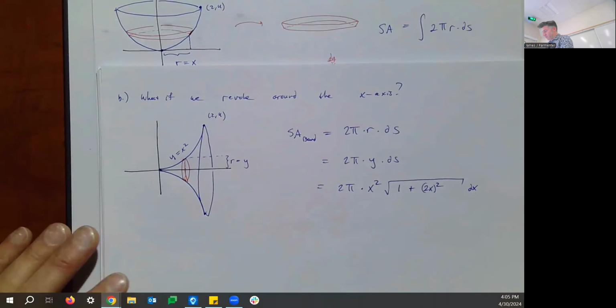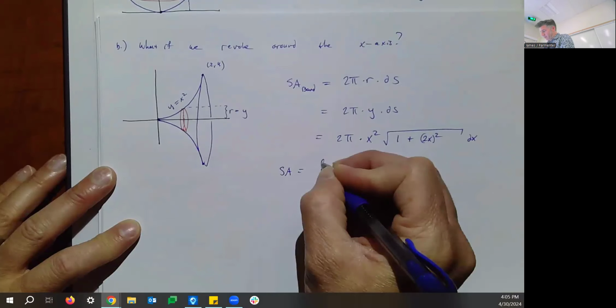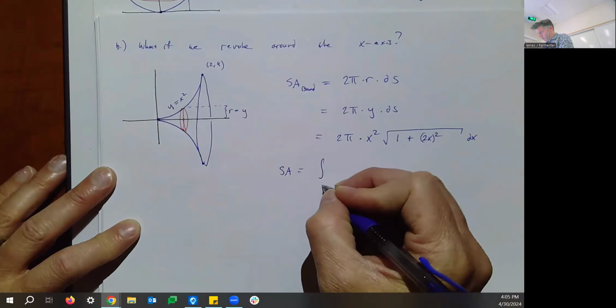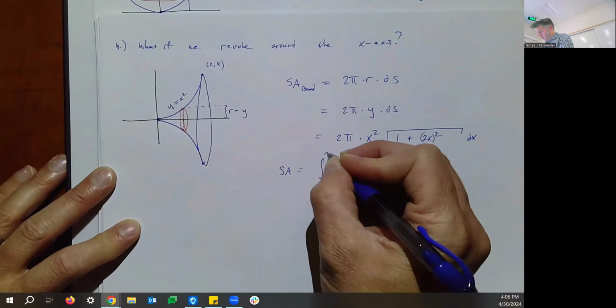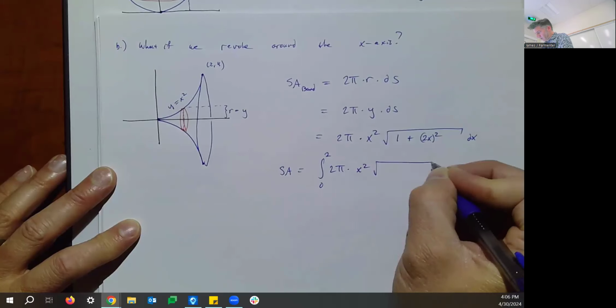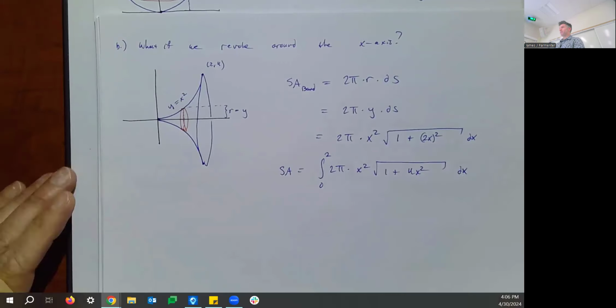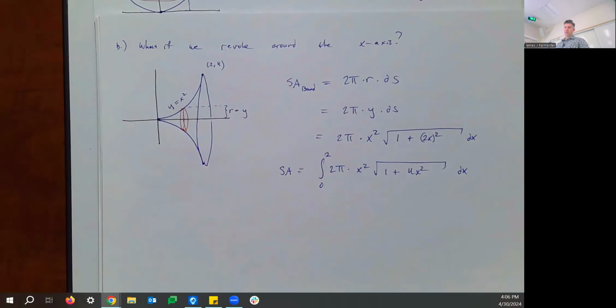So then we can find the surface area. We can set up the integral for the surface area as the integral still from x equals 0 to x equals 2 of 2 pi times x squared times the square root of 1 plus 4x squared. And unfortunately, we don't yet have the means of actually calculating this antiderivative. It would require trig substitution, which we haven't learned yet, but we will.